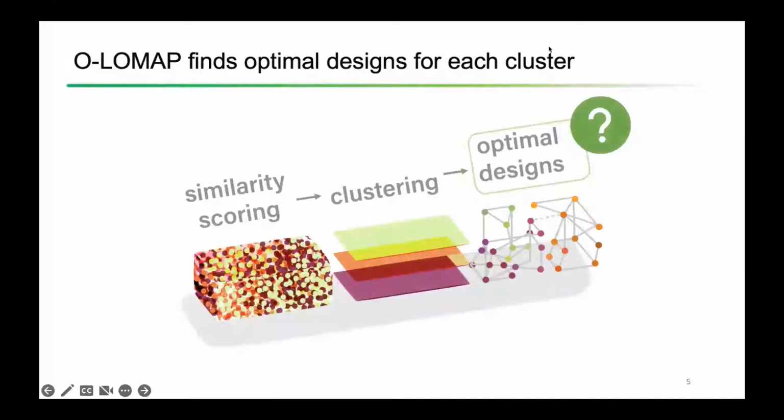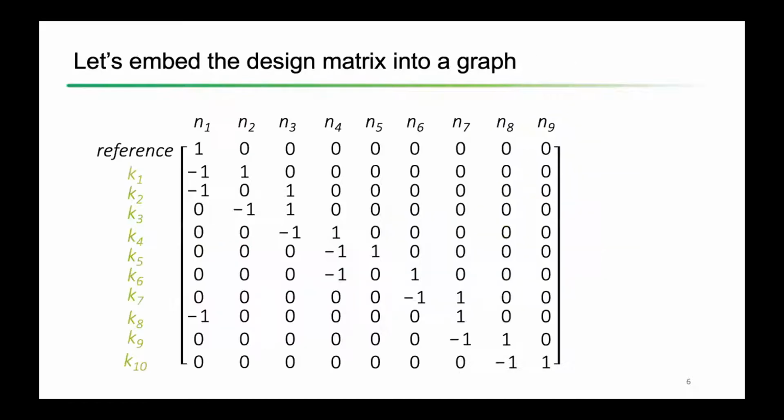But what exactly do I mean by optimal designs? That is a word that can be overused. And what I mean specifically is that the designs are statistically optimal. And so we'll use mathematical tools in the software. And what that means is that the language of O-LOMAP is linear algebra. And what you see here on the screen could potentially be intimidating, but it's actually something that most of us are very familiar with, which is a perturbation map.